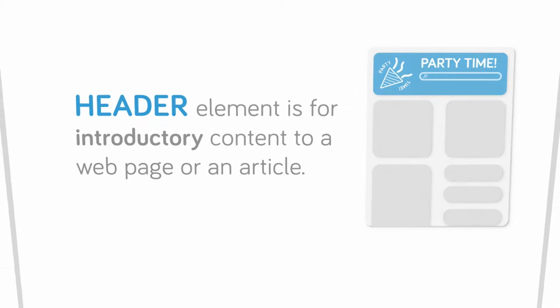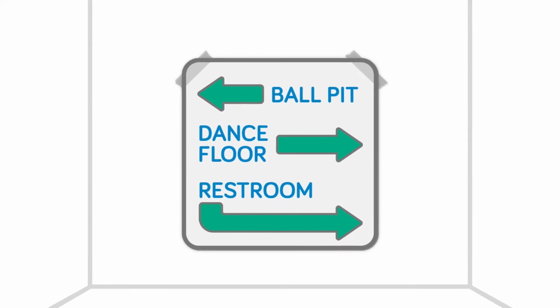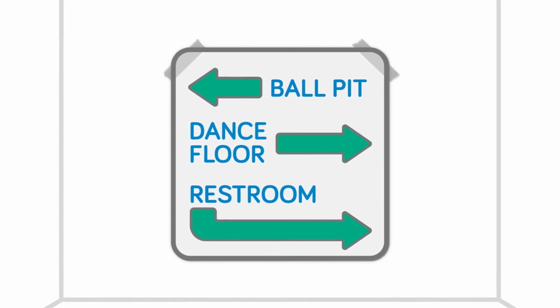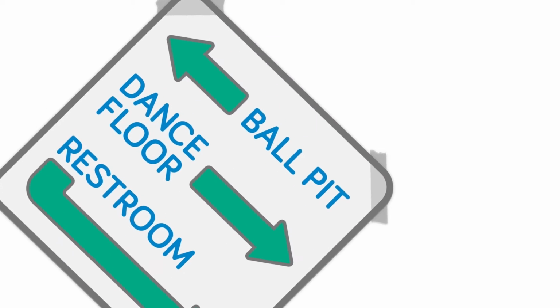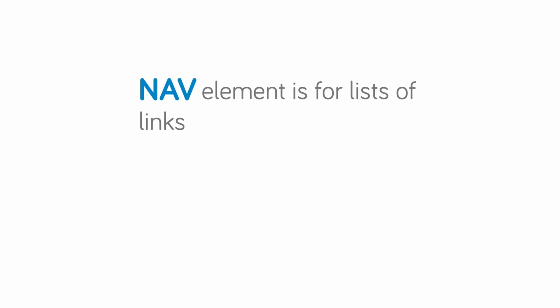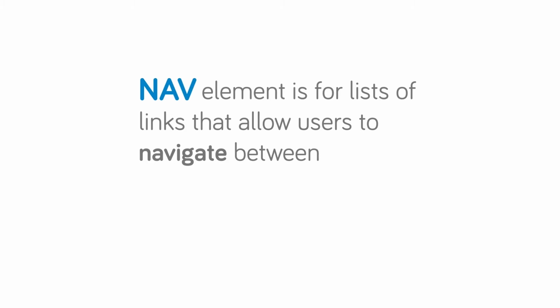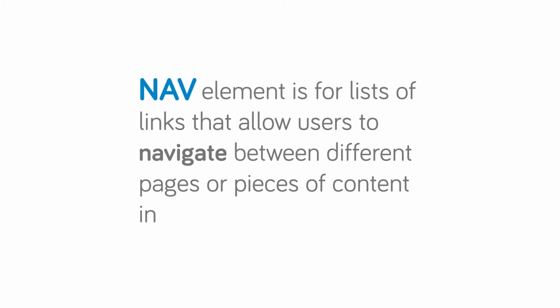Speaking of navigation, as you enter the party, you look for some signage to see what fun stuff is going on and how to find it. This signage is like the nav element in HTML, which is for a list of links that allow users to navigate between different pages or pieces of content in a website, page, or article.